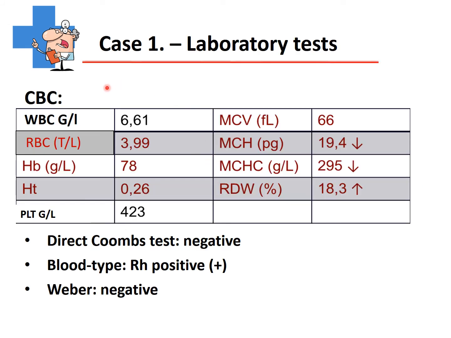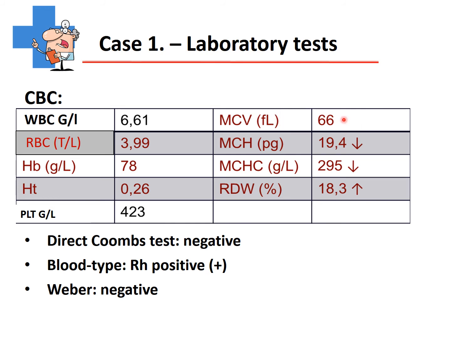Look at the lab data. They found normal white blood cells. They did find a low red blood cell count. They did find a lower hemoglobin content, lower hematocrit content. The platelet count is elevated. Up to 400 tera per liter is normal, but it's 423.